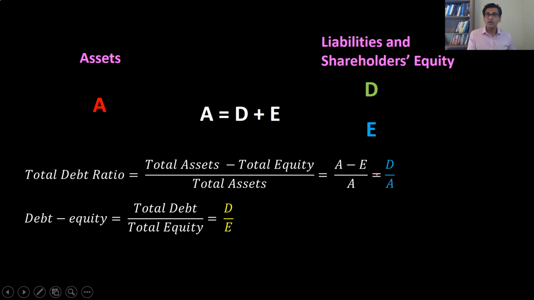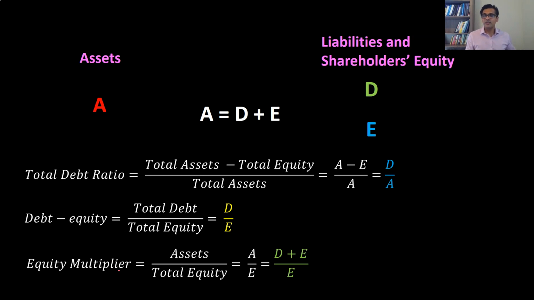There's another ratio which does something similar. That's called the equity multiplier. What this says is that, look, let's take a look at all of the assets and look at these in relation to the total equity. So do assets divided by equity.